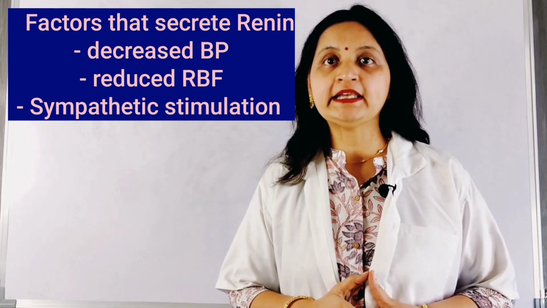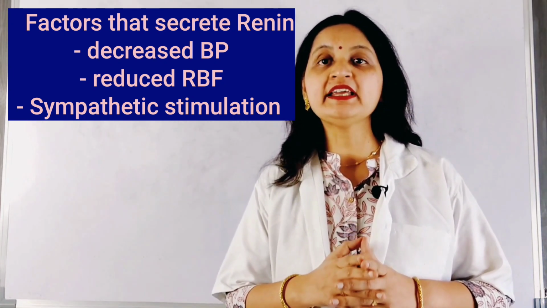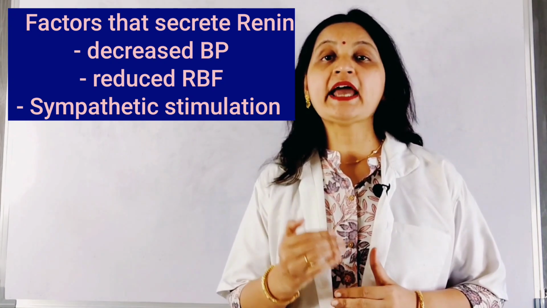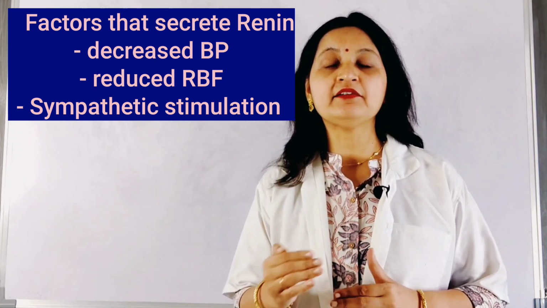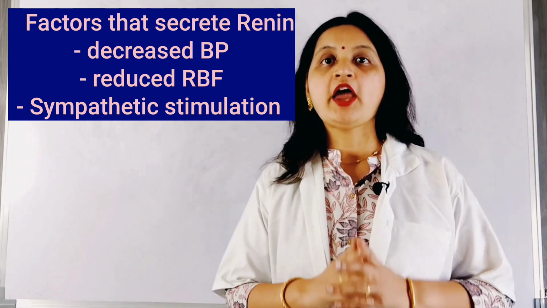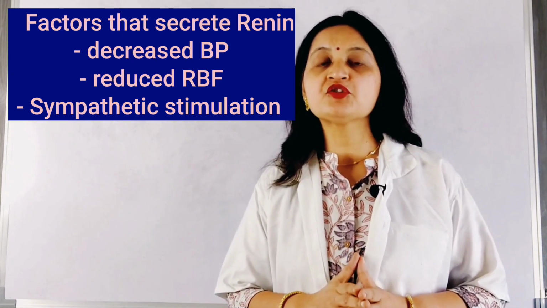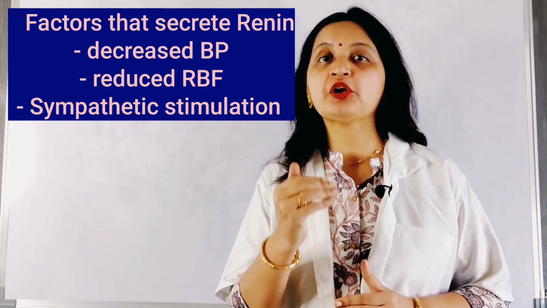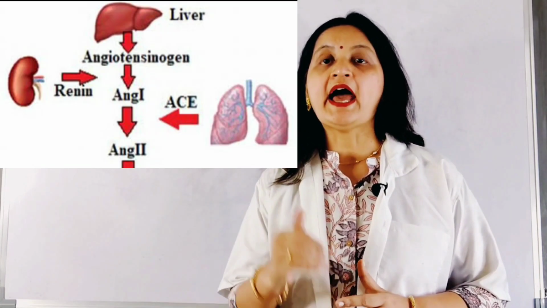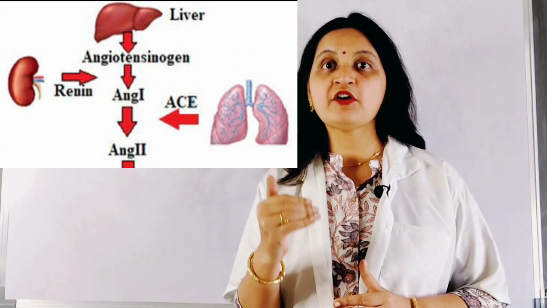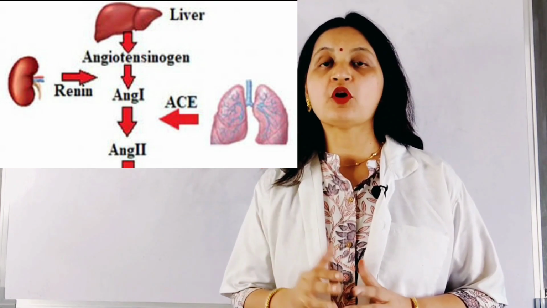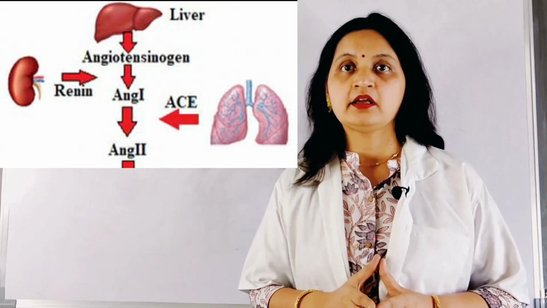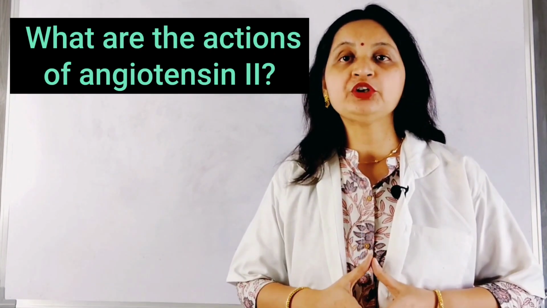Renin is secreted from the kidney when the blood pressure falls or there is decreased renal blood volume. Sympathetic activation also causes increased renin release into the circulation. Angiotensinogen is synthesized in the liver and it is converted to angiotensin 1 in the presence of renin, and to angiotensin 2 in the presence of angiotensin converting enzyme. So what are the actions of angiotensin 2?